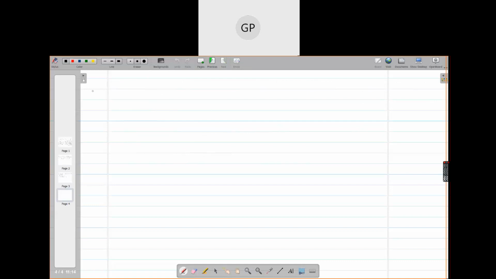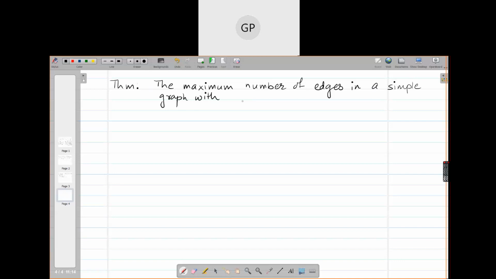Yes, write the theorem. The maximum number of edges in a simple graph with n vertices and k components is n minus k into n minus k plus 1 upon 2.